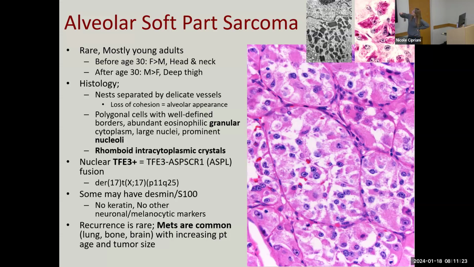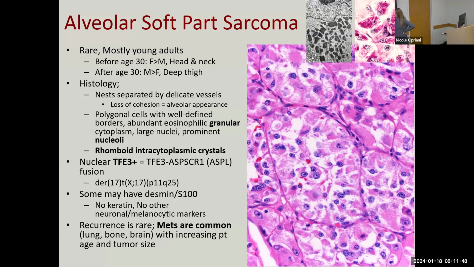It has these, for board takers, right? They like to show some of these classic markers like PAS positive sort of shards in the cell, which correlate to these rhomboid shaped granules on electron microscopy. Not that we use those anymore now that we have genetics, but in historic days, that would help essentially diagnose this tumor. Now it's genetics, right?